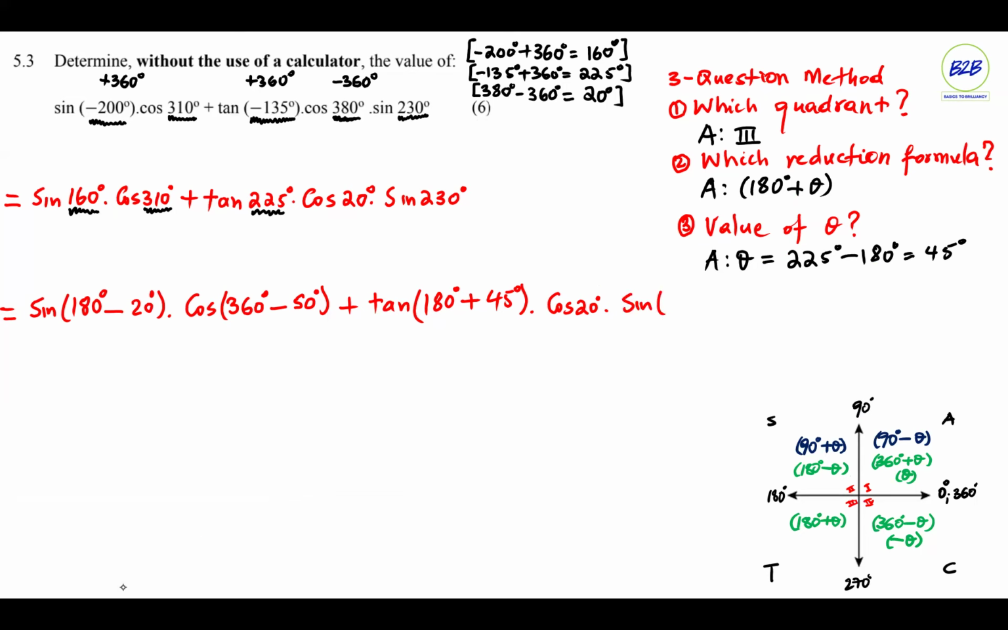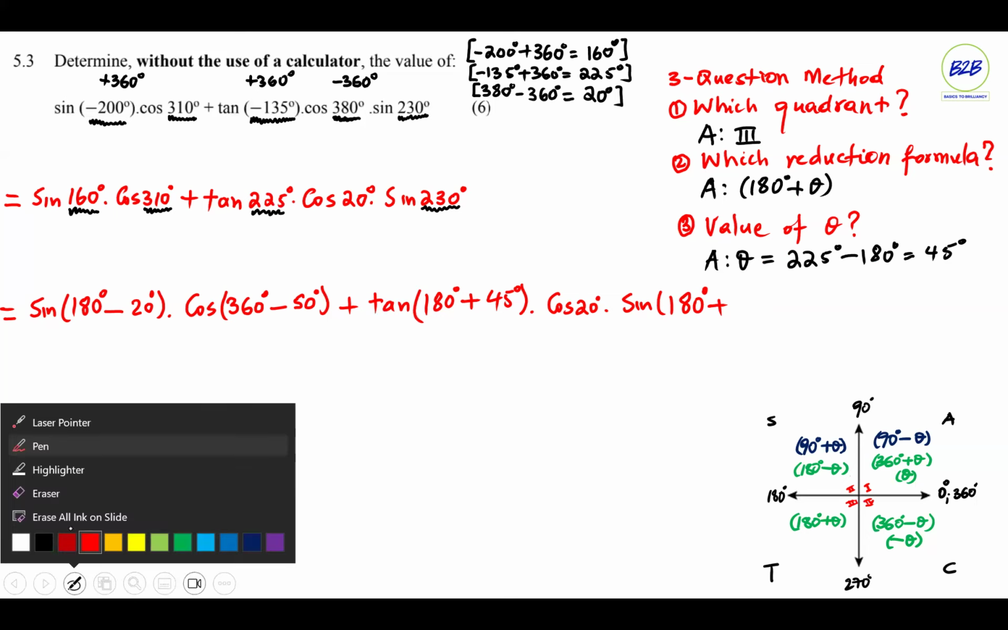Sine 230 degrees. Which quadrant is that one? Yes, the third quadrant. What reduction formula do we have in the third quadrant? 180 degrees plus theta. So we will write here 180 degrees plus theta. What is the value of theta?